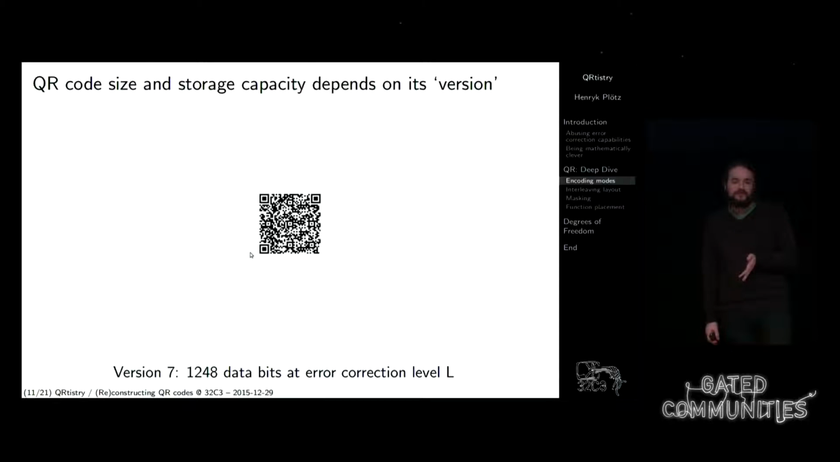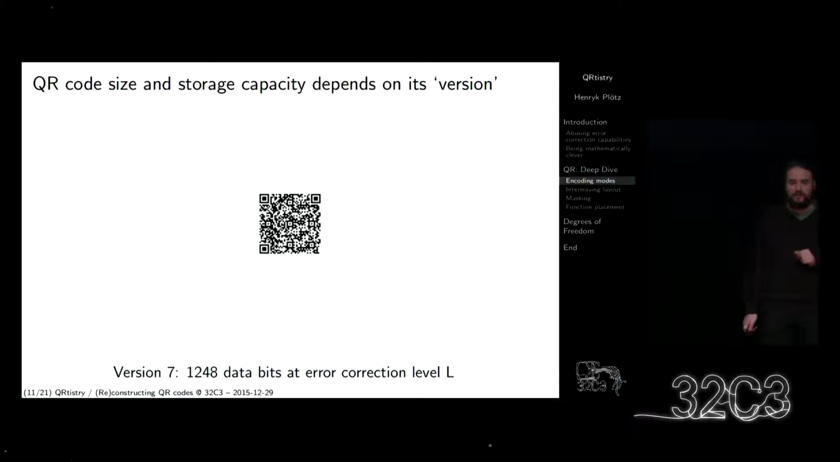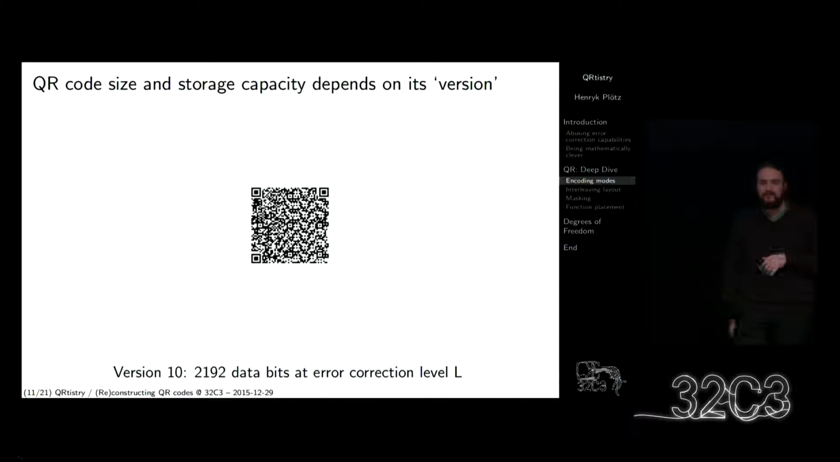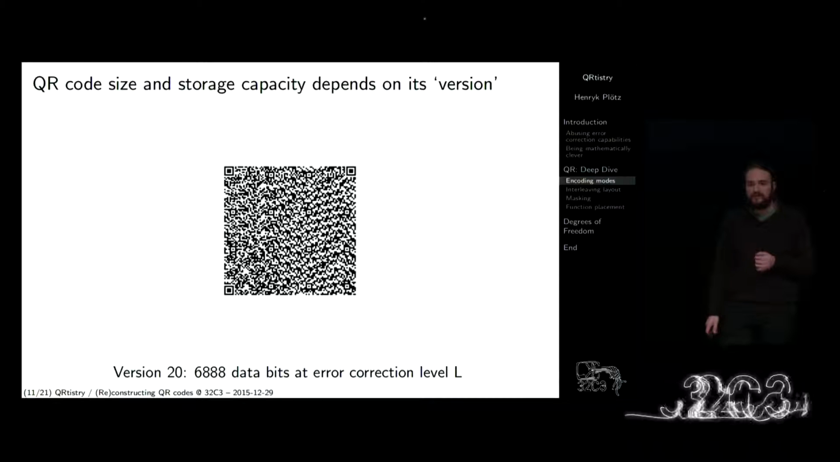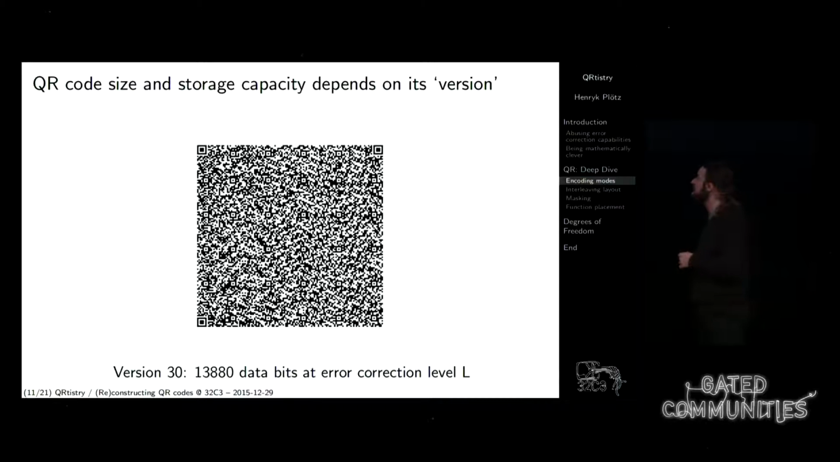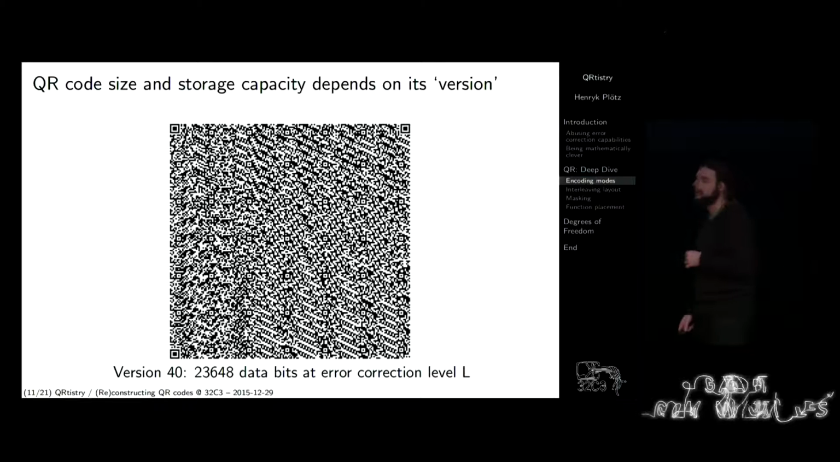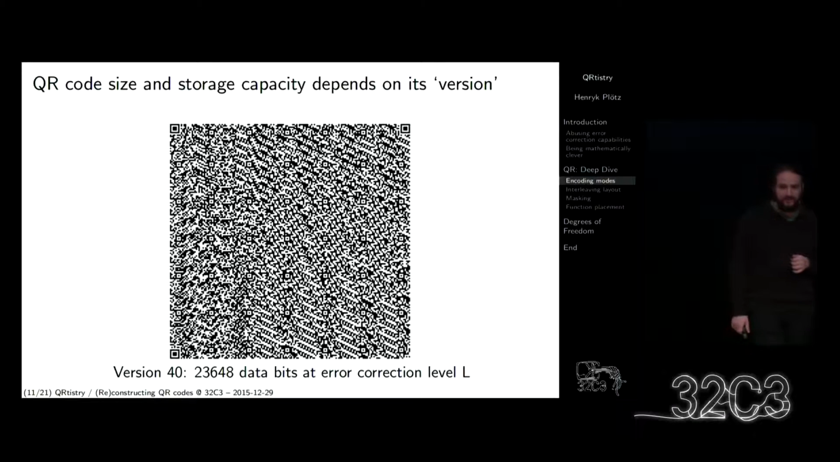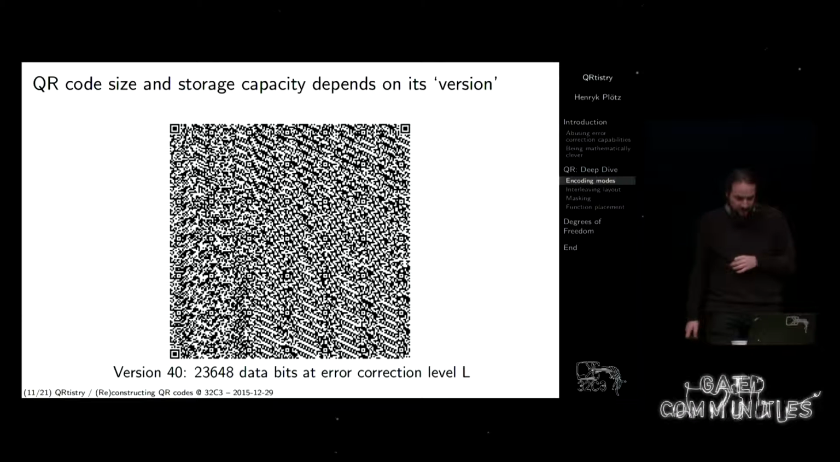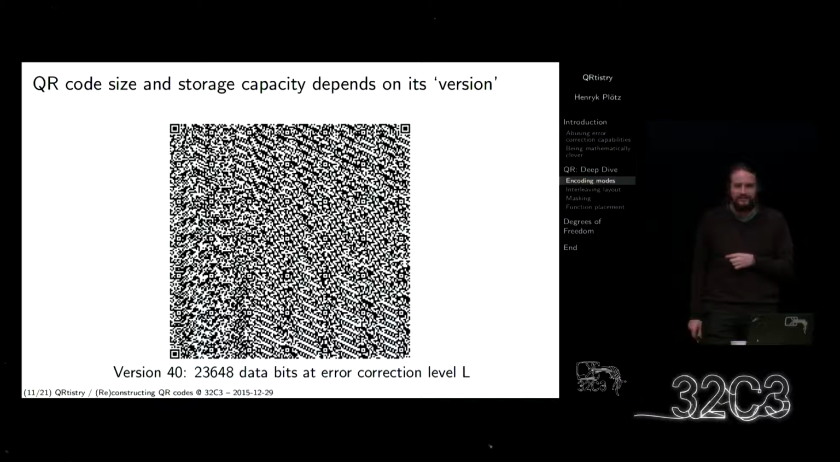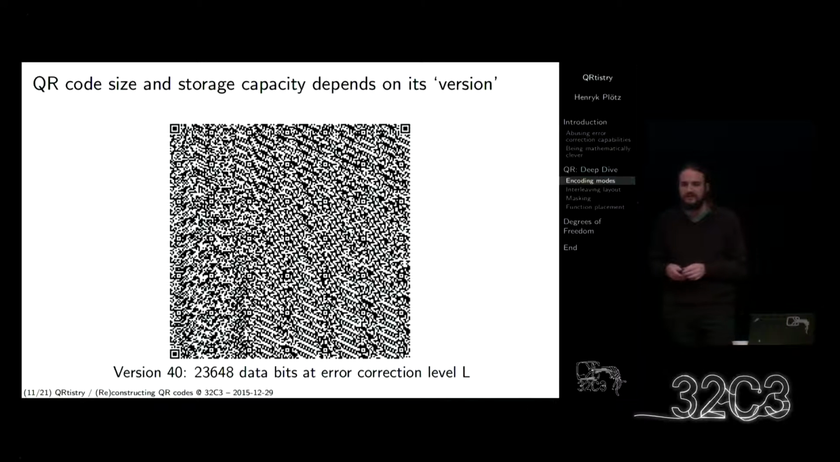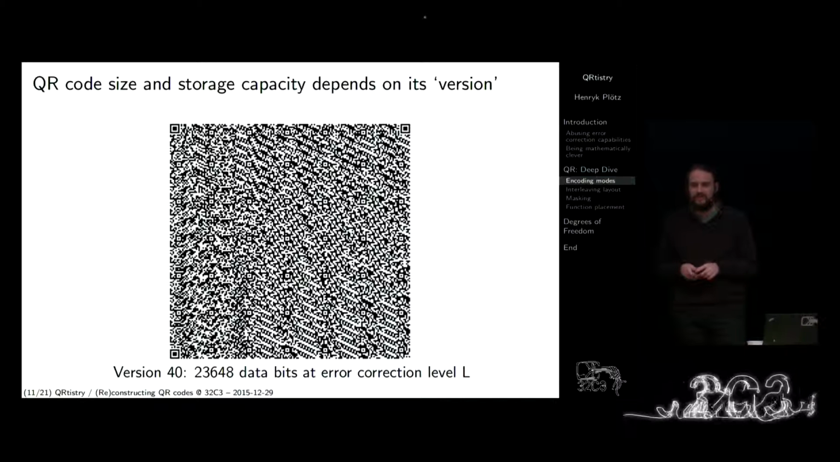Version 7 stores 1200 bits, version 10, 2000 bits, version 20, 6000 bits, and it goes up to version 40, which can store 23,000 data bits at this error correction level. This one just stores the letters QR and the rest is padding. Yeah, you can try.